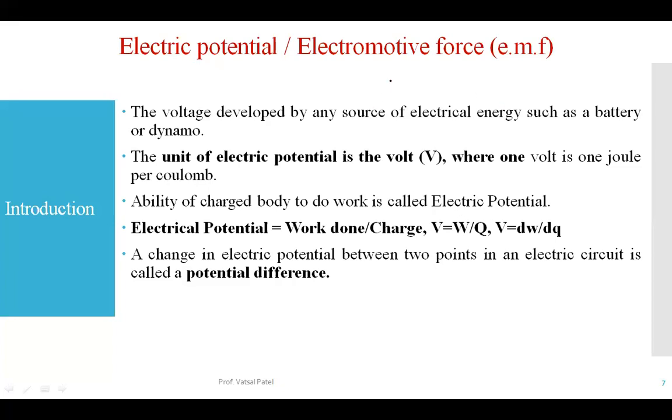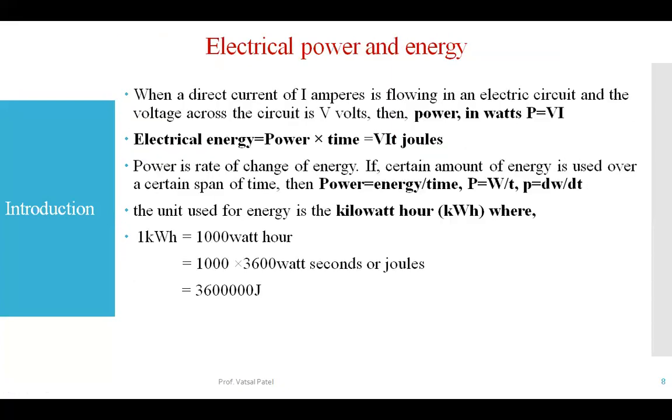Then we discussed one more parameter, the electrical power and the energy. Whenever a direct current of I ampere is flowing in the electrical circuit, you measure the voltage across that circuit in terms of volt. By that you can identify the power: P is equal to V into I.